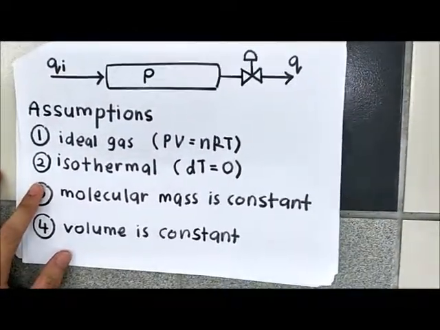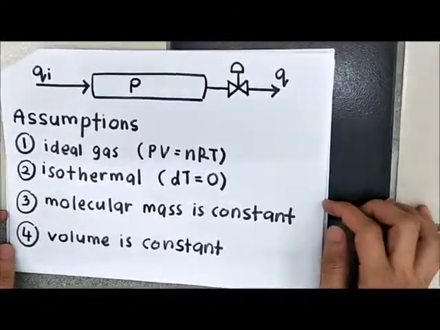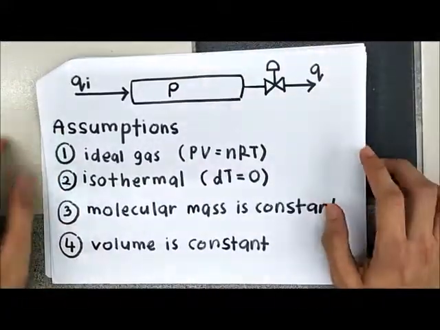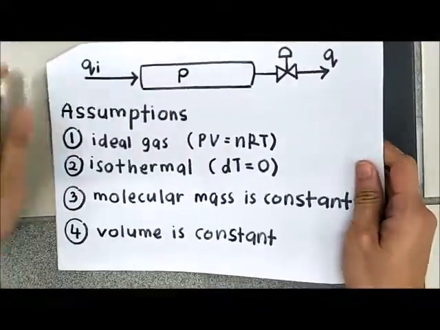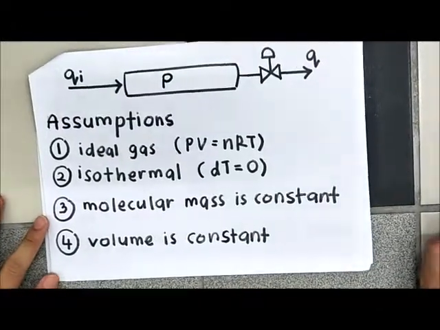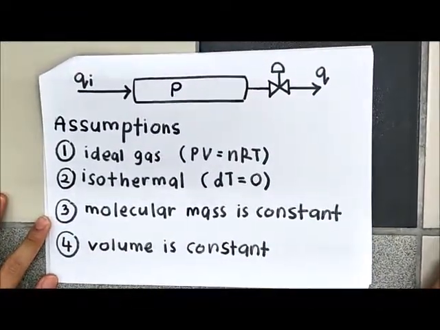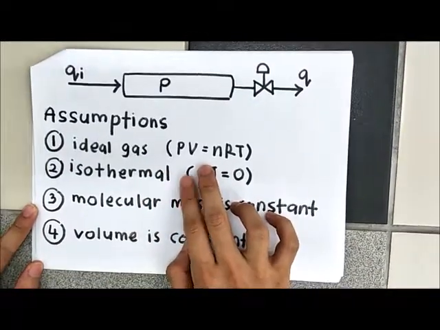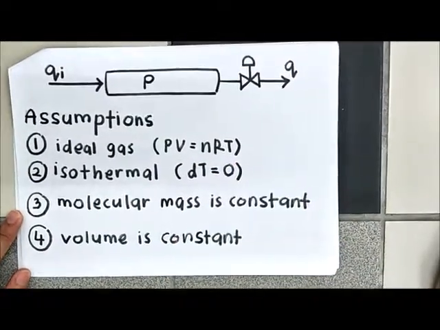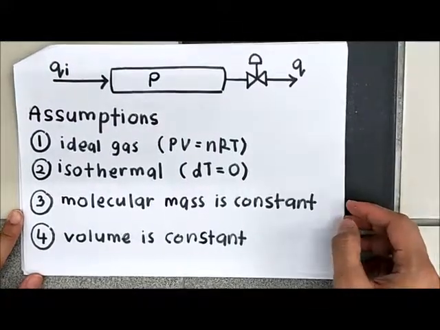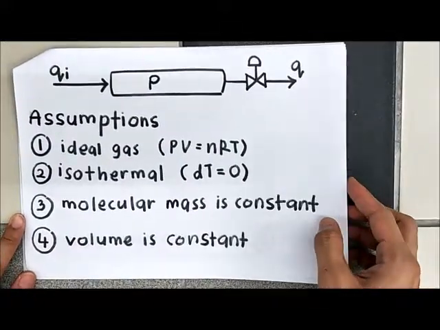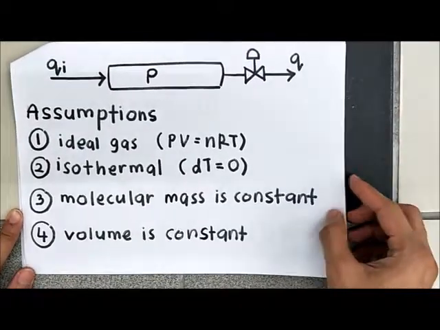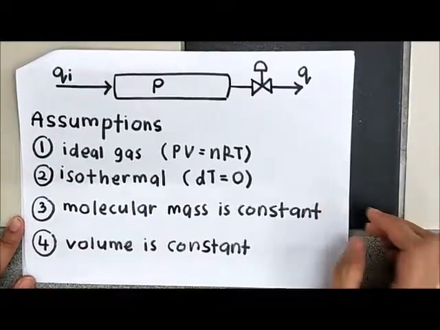So first step is we have to make assumptions for the system. Since the question states that we are storing gas, we have to assume that the gas is ideal. So we can bear in mind that for ideal gas, the formula is PV equal to nRT. Also, there is no temperature change given, so we can assume that the system is isothermal.